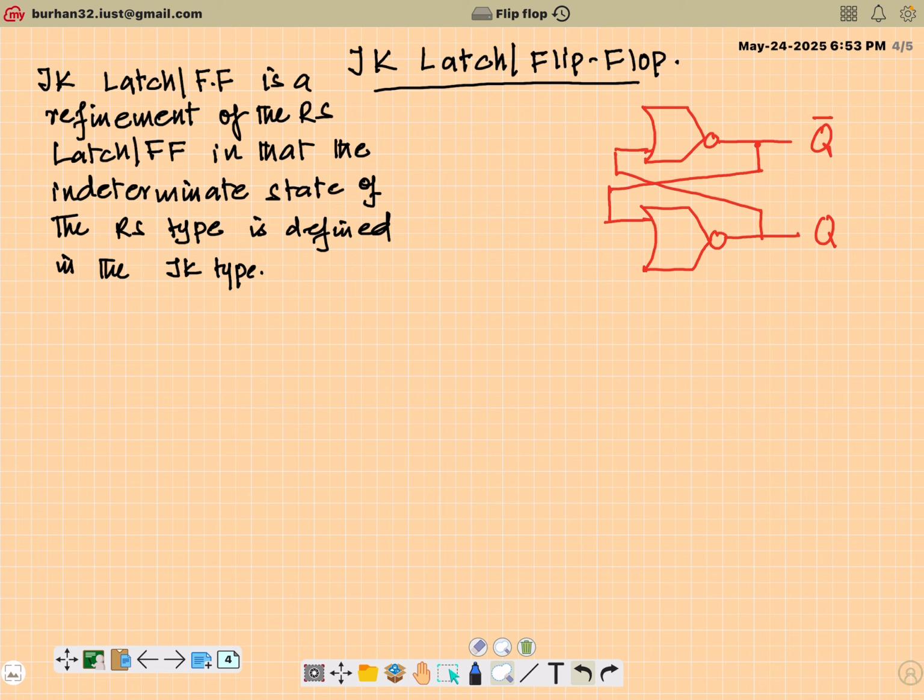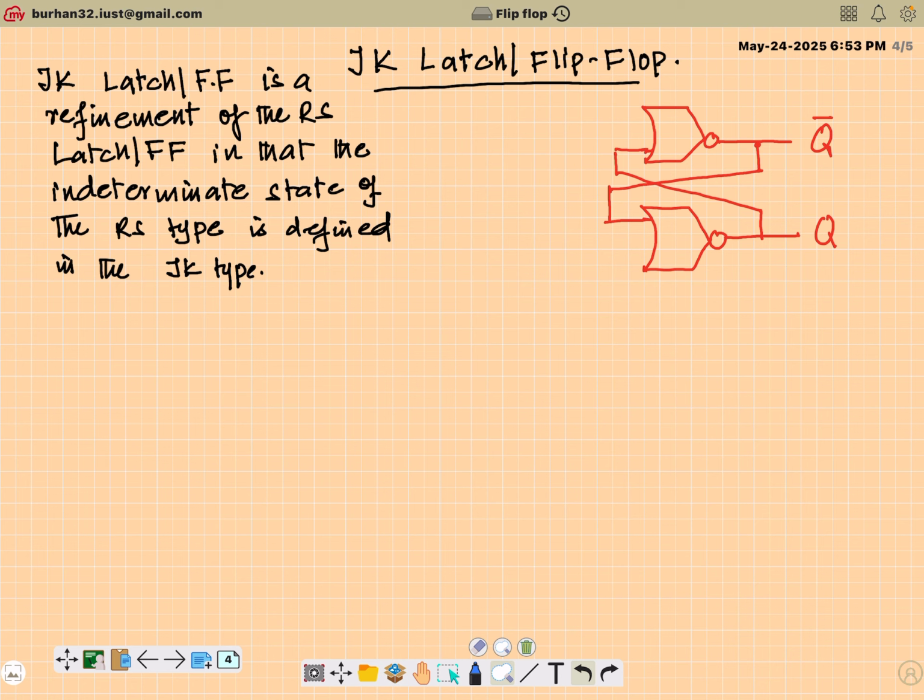Now the previous approaches, the level sensitive SR latch and later on the D latch, actually eliminated this problem by avoiding the appearance of 1 and 1 at the input. But the JK flip-flop is again a refinement in the sense that even if these inputs appear at the basic latch, they will be defined. It won't be an indeterminate state, it will be a determinate state.